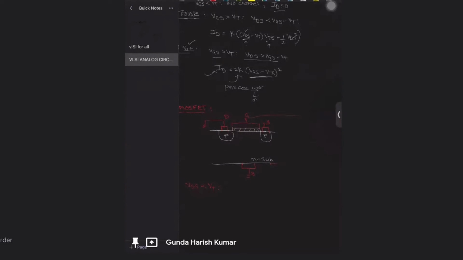And if VSG is greater than VT in magnitude, because at the gate we have to apply a negative voltage here. If you apply negative voltage, the N substrate minority carriers, that is nothing but holes, are attracted here. Then there is a channel between drain and source. If you apply VSG beyond VT, then the channel is formed in PMOS.